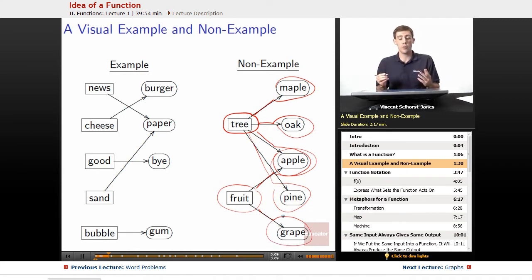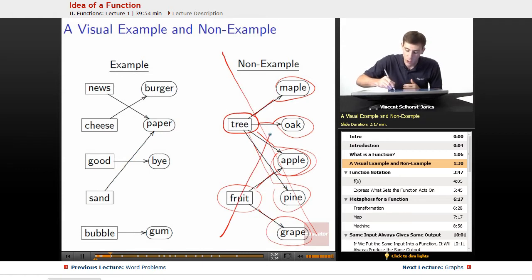This isn't allowed because it's only allowed to give one response to a given input, right? We tell it one element from our first set. It can only tell us one element from the second set. It's not allowed to give us a whole bunch of different choices to pick and choose from. Sometimes it's going to be maple, sometimes it's going to be oak, sometimes it's going to be pine. No, it has to be one thing and one thing only. That's what it requires to be a function. So this is not an example. This is not allowed, because we can't have multiple things coming out of this. It has to be that one input will only give us one output.